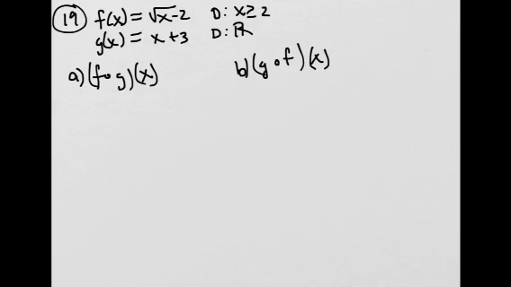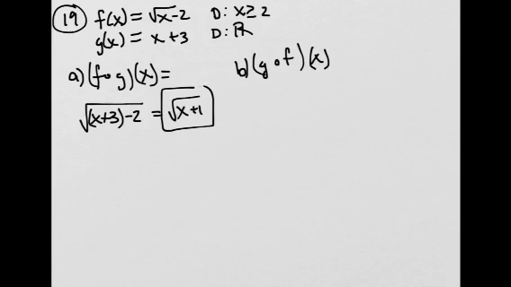So for number 19, f of g of x, g is the inside function, so we're coming in with all the real numbers. So we're going to put this one in here. Then that gives you square root of x plus 3 minus 2. Simplify that, and it gives you square root of x plus 1. So that's the f of g. The domain for this one is all x such that x is greater than or equal to negative 1.